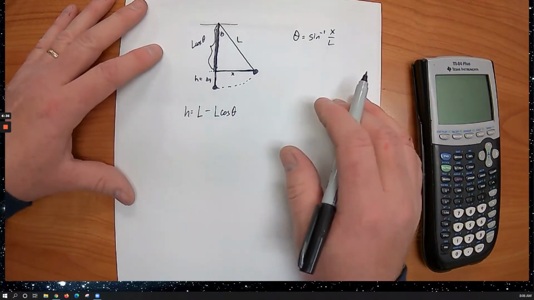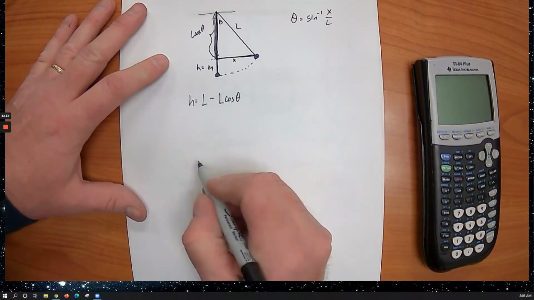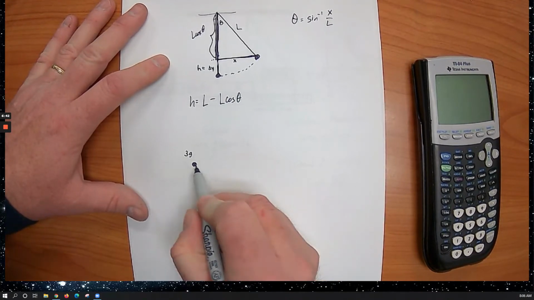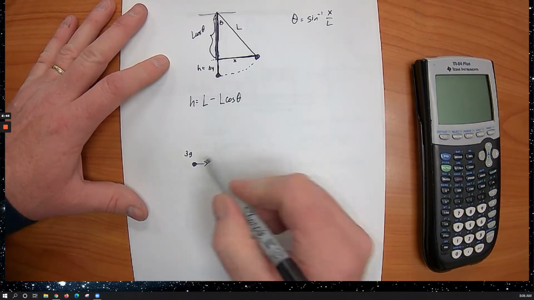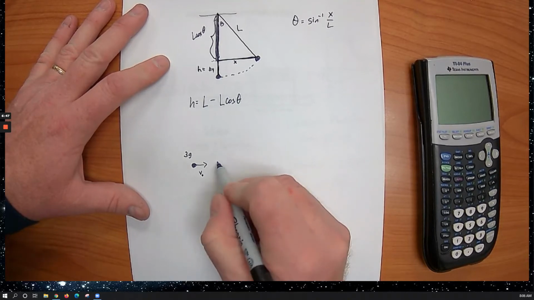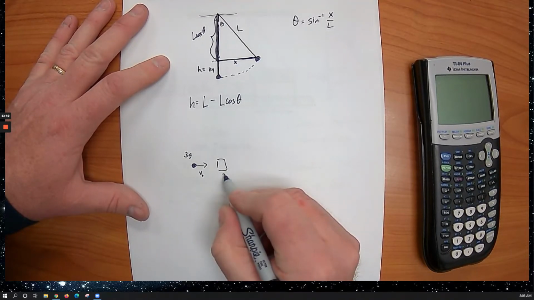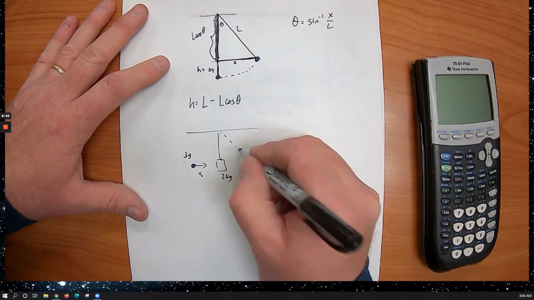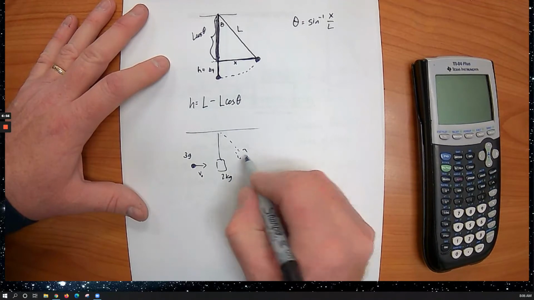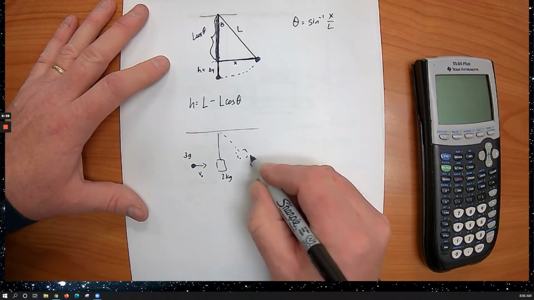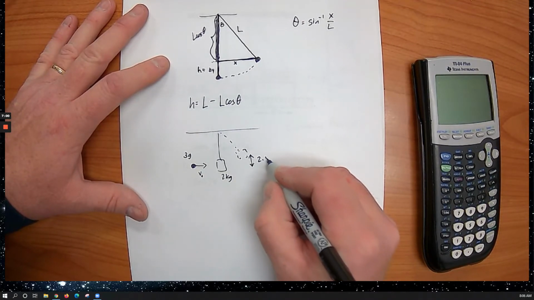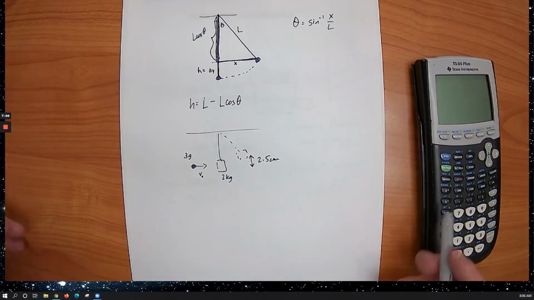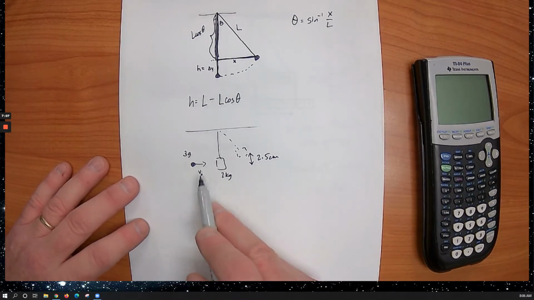So let's look at an example with some numbers then. Suppose I have a 3-gram bullet traveling at, we don't know, we're trying to find it, and it's going to strike a block of mass 2 kilograms that is hanging, suspended. We'll just go with a simple example here, supposing that it causes a 2.5 centimeter change in height. And we want to figure out what was the initial velocity of this bullet.